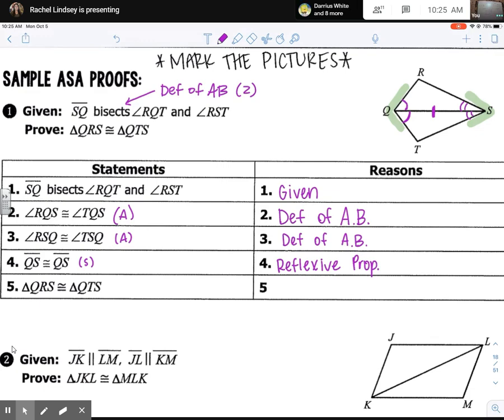So now I've proven two angles and a side, so it's either angle, angle, side, or angle, side, angle. Which one would it be for this proof? Angle, side, angle. So it's not always going to be in the right order in the statements. That's why you have to write it on the picture. That's why you mark your pictures, so you can say it's angle, side, angle by looking at it.